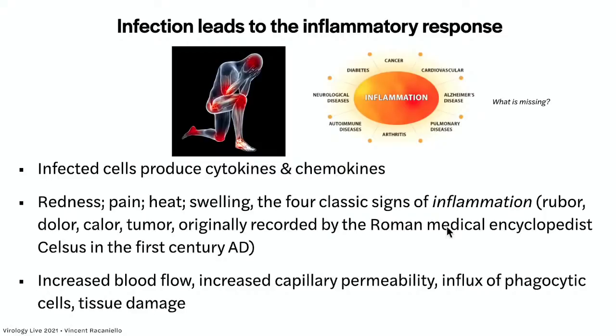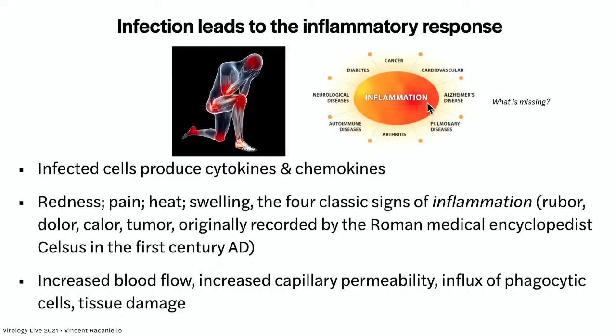So all of this should make it clear that infection leads to the inflammatory response. Infected cells produce cytokines and chemokines, and that leads to what we call inflammation. Inflammation was originally described by the Roman Celsus in the first century AD. That medical encyclopedia said inflammation consists of rubor, dolor, calor, and tumor. That is redness, pain, heat, and swelling. The four classic signs of inflammation are caused by increased blood flow, increased capillary permeability, the influx of phagocytic cells, and tissue damage. It's all caused by the cytokines and the chemokines that are induced by the innate response, and that is what inflammation is.